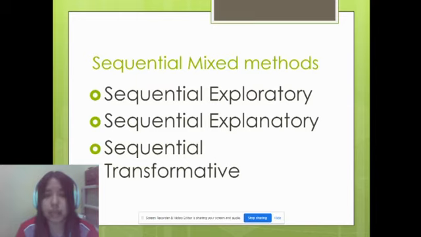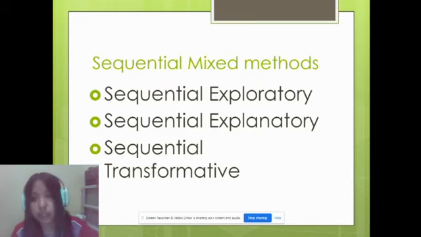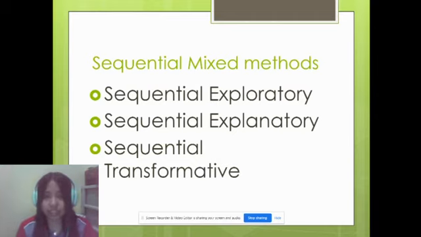So for the sequential mixed method, it is called sequential exploratory if you're going to use qualitative data first before you use quantitative data, while it is sequential explanatory if you use quantitative first, so you gather the data first and you want to explain why the result is like that, so you will conduct a qualitative research. Now if your purpose is to make changes, it can also be called sequential transformative. So it can be quanti-quali or quali before quanti for sequential transformative.